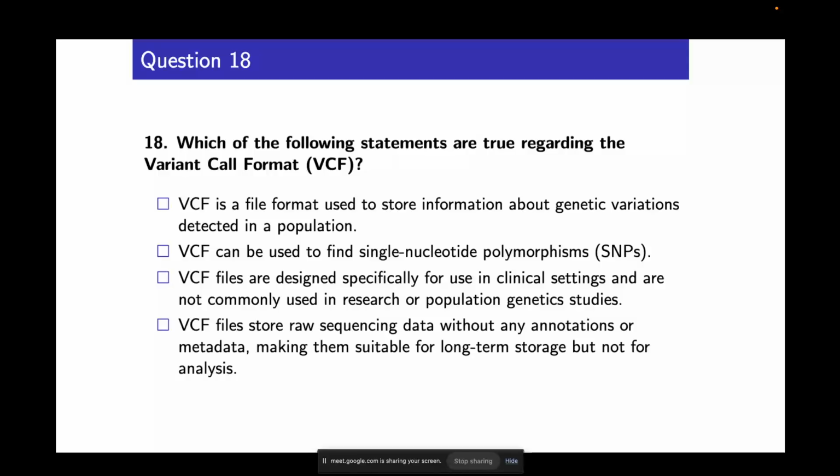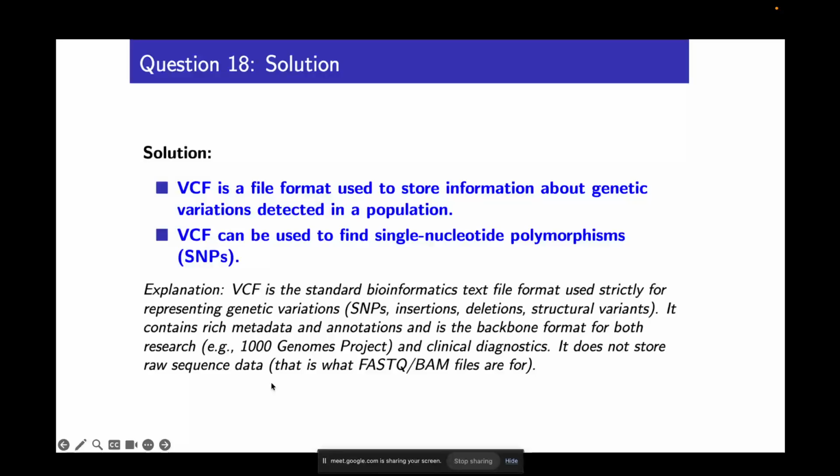VCFs are used, but VCF does not store raw data. VCF stores variant called data, like which position, what variant is there. That information is stored in VCF, not any kind of raw data. So A and B are the correct answers. That's correct. Okay, moving on.